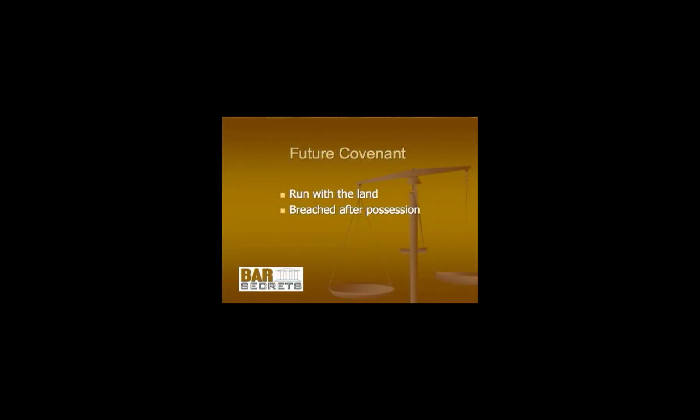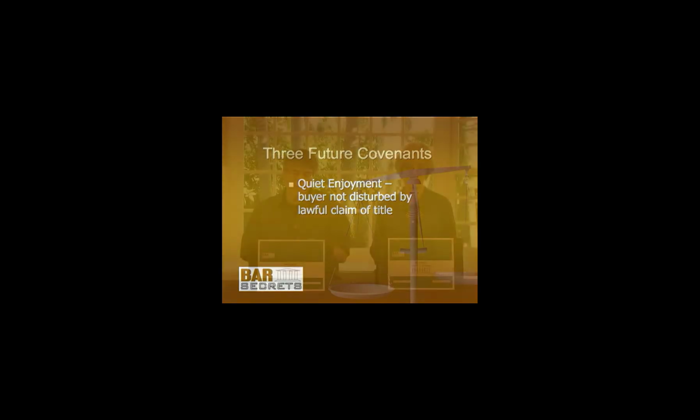Okay, now your future covenants run with the land. They include the covenant of quiet enjoyment. This says the buyer will not be disturbed by lawful claims of title, which means that, for example, if the buyer prevents the easement holder from using the easement, the easement holder is going to sue the buyer, thereby the buyer being disturbed by a lawful claim of title.